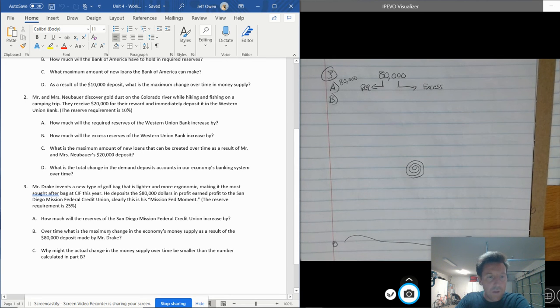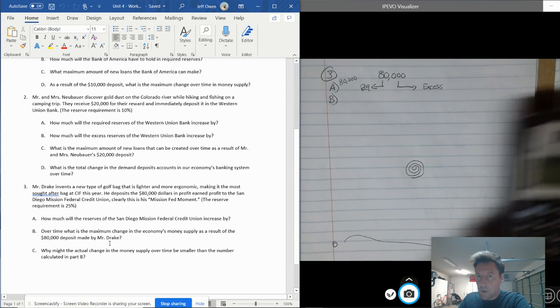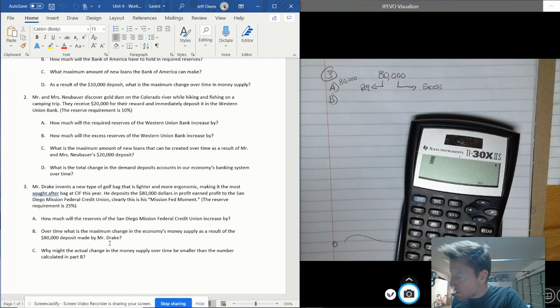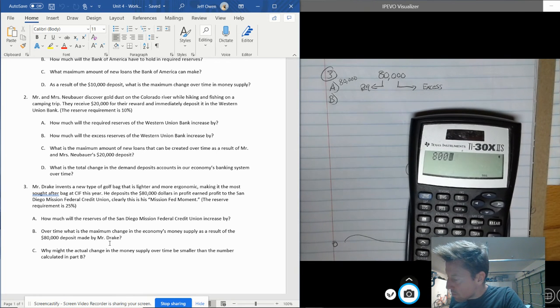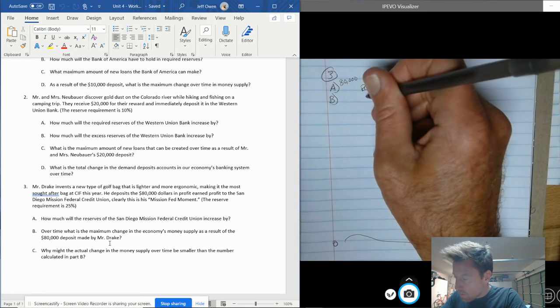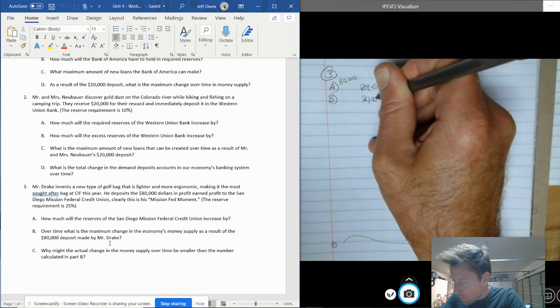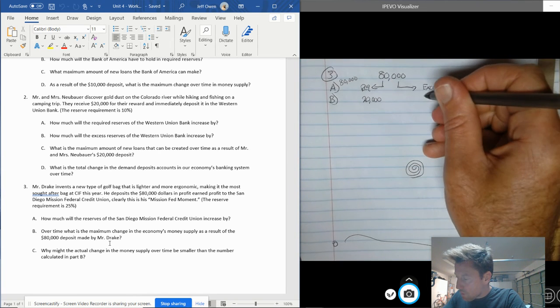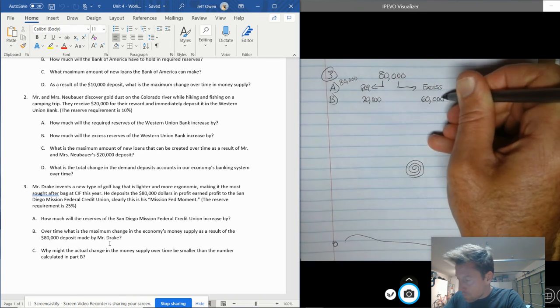Over time, what is the maximum change in the economy's money supply as a result of that 80,000 deposit made by Mr. Drake? All right, so let's figure out what 25% of 80,000 is. 25% of 80,000 is 20,000. I probably should have been able to do that in my head, which means my excess reserve is 60,000.